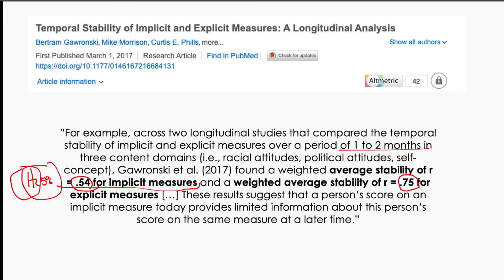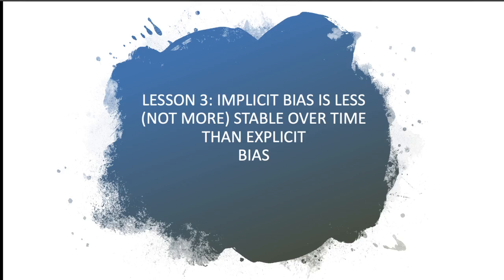So what we find is that if I compare my score today to my score in a year or in 5 years, my explicit attitudes predict my explicit attitudes much better than my implicit attitudes predict my implicit attitudes. In the next chapter, we talk more about why this is the case. But here's the next lesson: implicit bias is less, not more, stable over time than explicit bias.